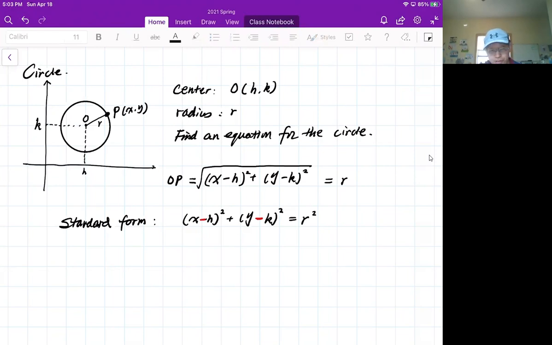Okay, just give everyone a few seconds. Try to memorize that. It's X minus the X value of the center, squared. Y minus the Y value of the center, squared. And it equals, the right-hand side is the square of the radius. Okay, the square of the radius. Very good.